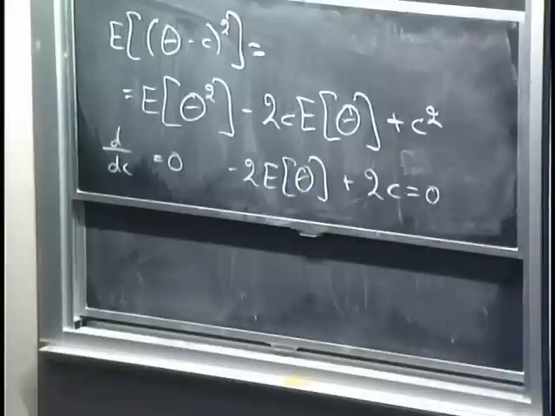So when you do this optimization, you find that the optimal estimate, the thing you should be reporting, is the expected value of theta. So in this particular example, you would choose your estimate c to be just the middle of these values, which would be 7.